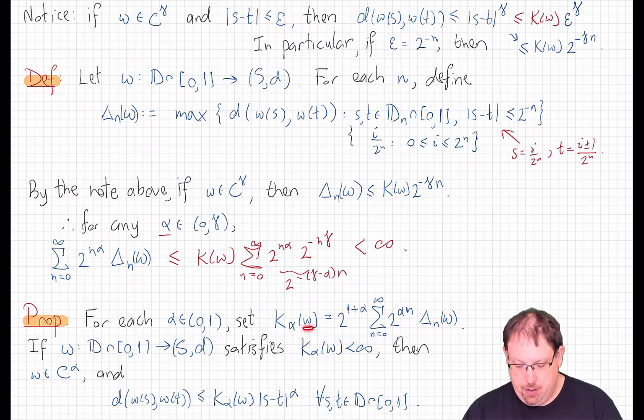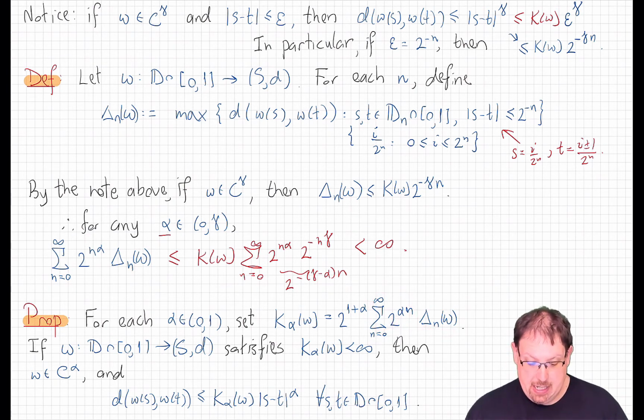K alpha of omega is 2 to the 1 plus alpha, we'll see where that arises in the proof, times this sum that we have here, the sum of 2 to the alpha n times the mesh size delta n of omega. This is a sum that could well be, and most of the time is, infinite, but it's a sum of positive terms, so it makes sense anyway as a finite or infinite number.